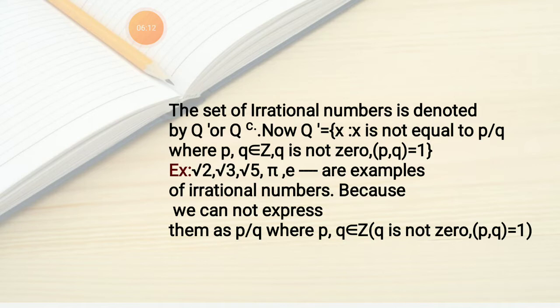Actually, irrational numbers came into existence from equations like x square equal to 3, x square equal to 2, x square equal to 5, because there is no rational number which satisfies the equation x square equal to 2 or x square equal to 3 or x square equal to 5, and so on. So in that situation, irrational numbers came into existence. Examples: root 2, root 3, root 5, pi, e, and so on are examples of irrational numbers, because we cannot express them as p by q, where p, q belong to Z, q not 0 and GCD of p, q equal to 1.